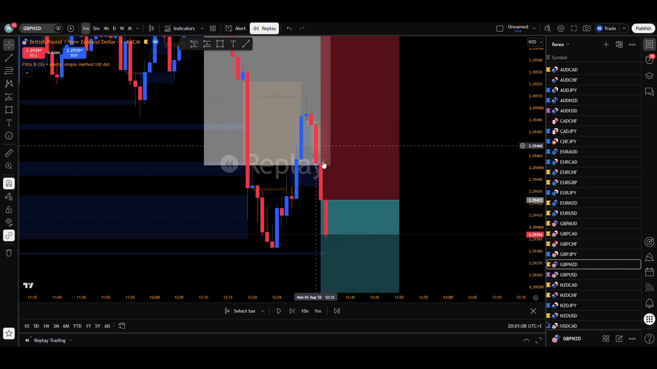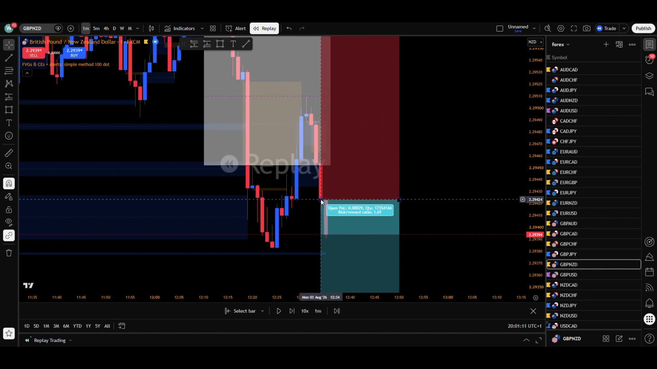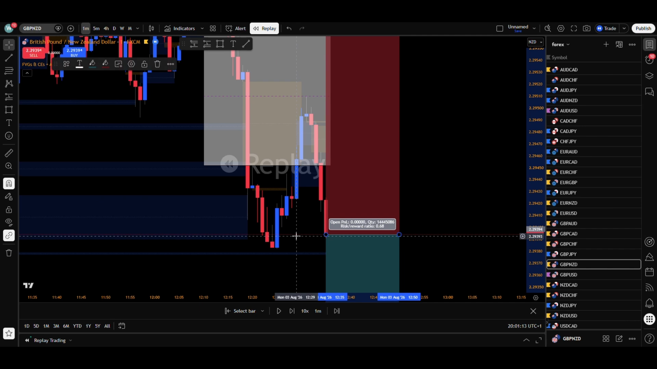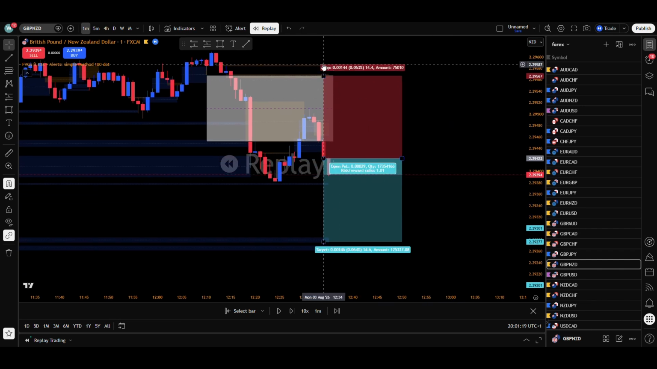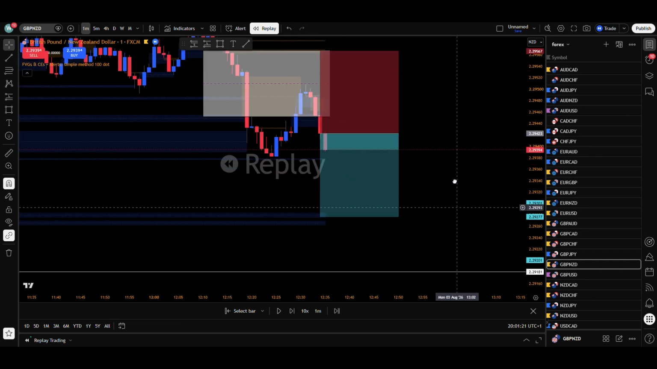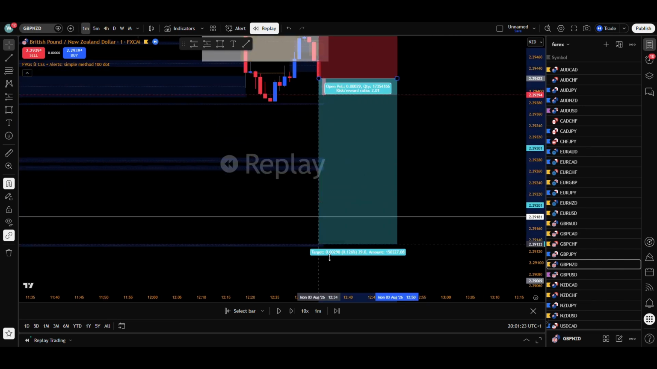Take the trade. This one counts because it closed outside, so that's why I would have taken it here instead of here. Take the trade, mark out the stop at the top or the bottom of the fair value gap, and aim for a 1 to 2. So that would have been about there.